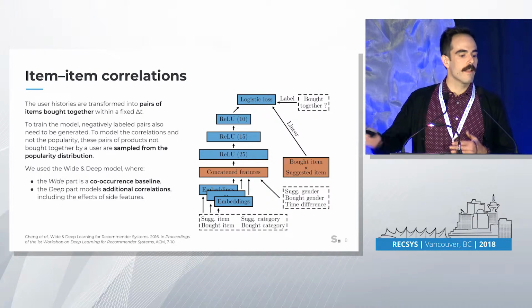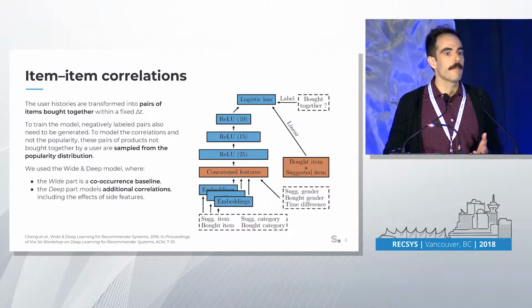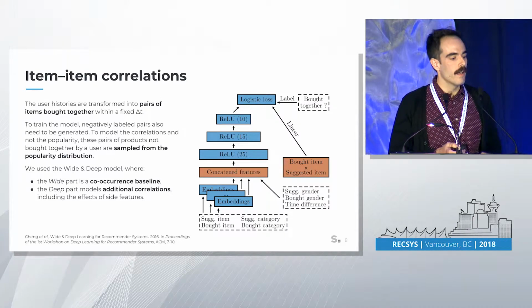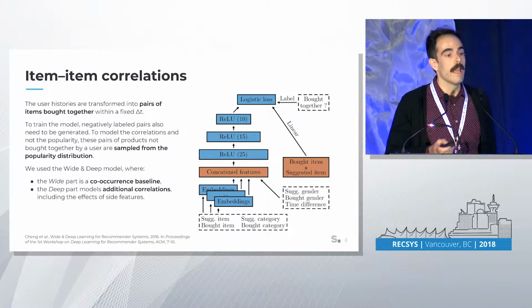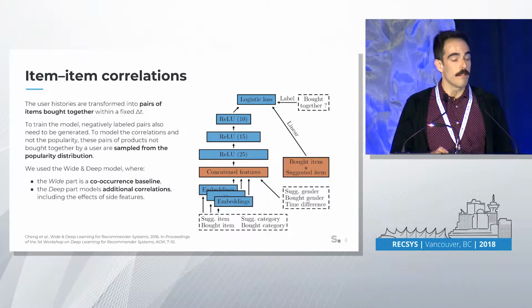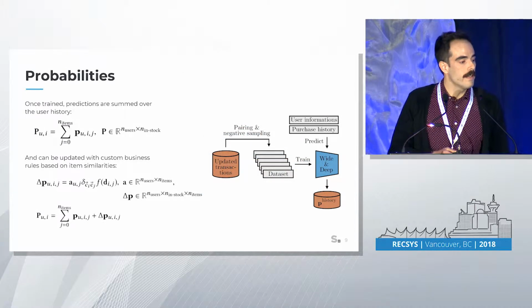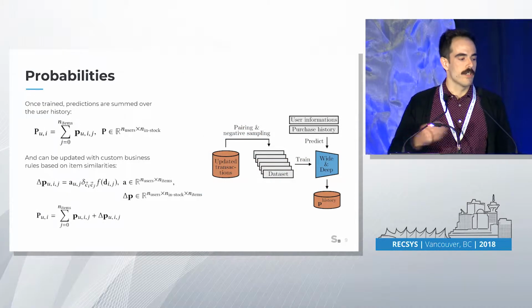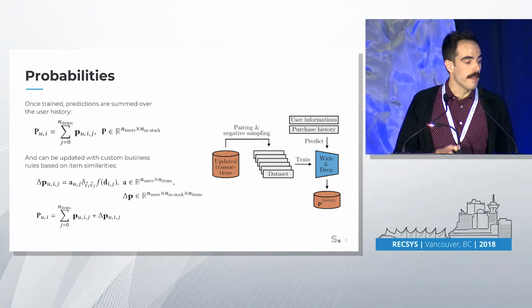So on one side, you have a linear part that literally models a co-occurrence baseline, and the wide part is able to learn the additional correlation, including also the effects of side features. So with that, now that we have the training data set, we just train it, and to get the probabilities, we just sum for each user over the purchase history.